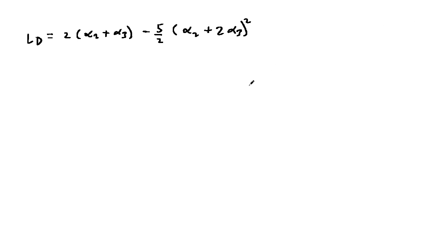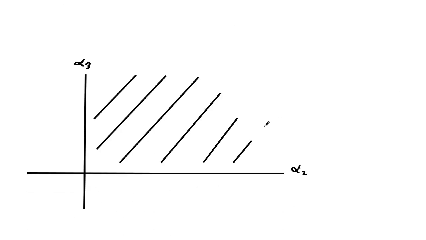So we want to maximize L sub D subject to the constraints where alpha 2 and alpha 3 are greater than or equal to 0. So we're maximizing L sub D on the positive orthant, alpha 2 greater than or equal to 0 and alpha 3 greater than or equal to 0. It's just this quadrant here in the plane.